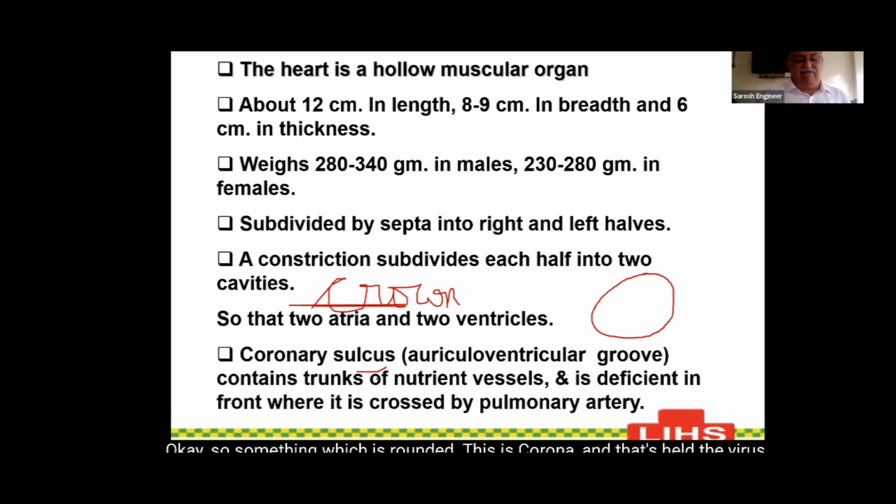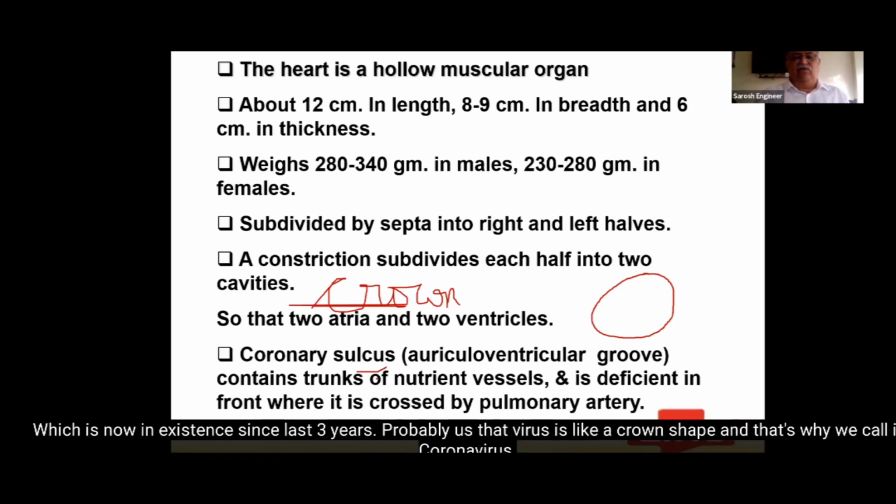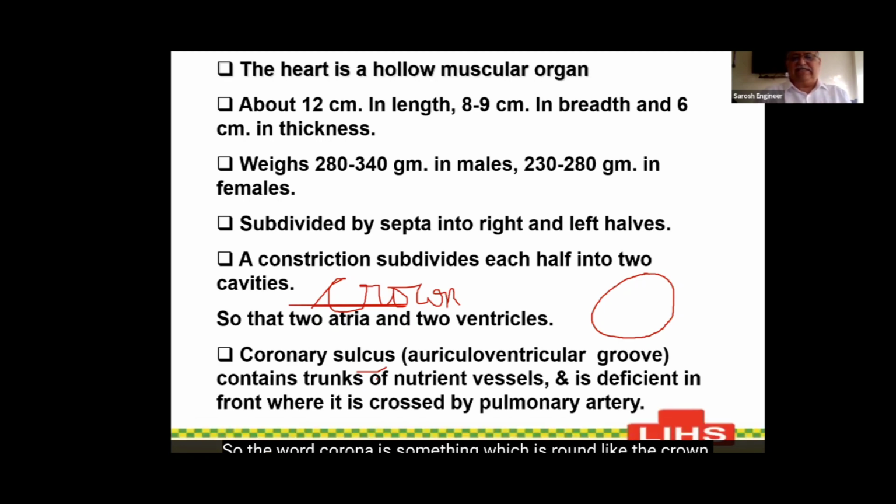And that's how the virus, which has been troubling us for the last 3 years, is crown shaped, and that's why we call it coronavirus. So the word coronary is something which is round like the crown. It has nothing to do with the word heart.